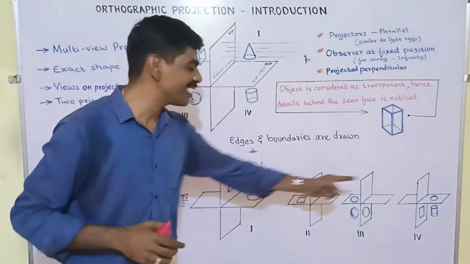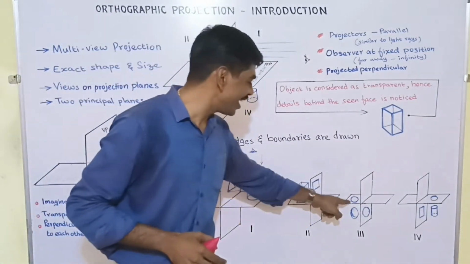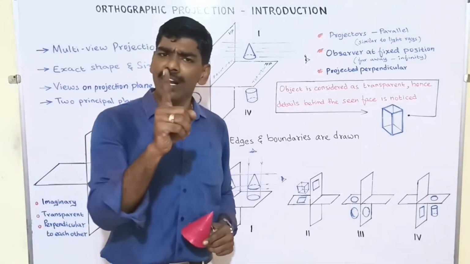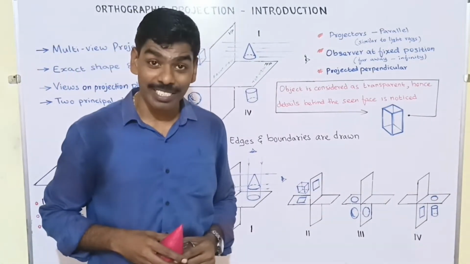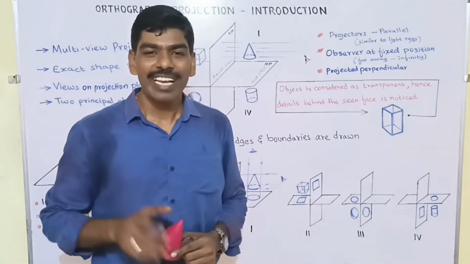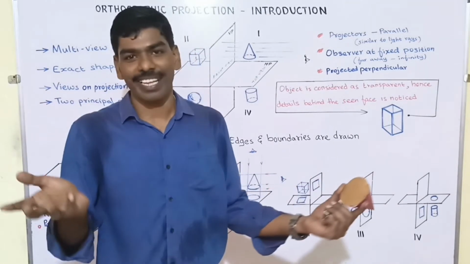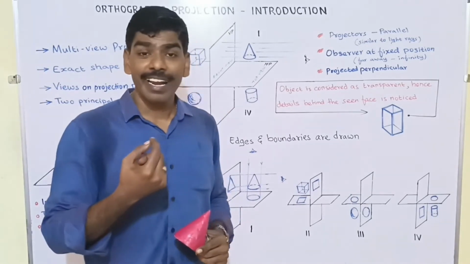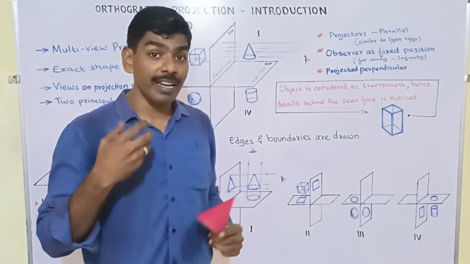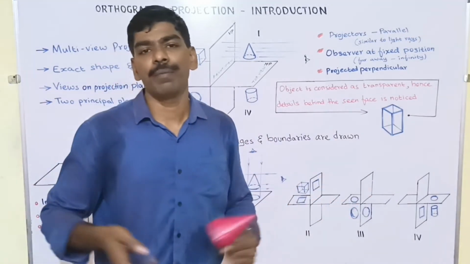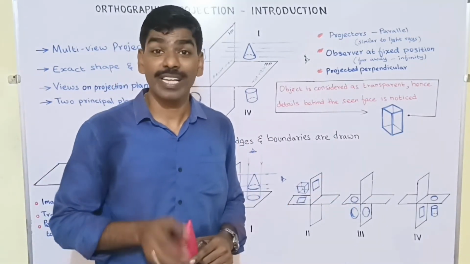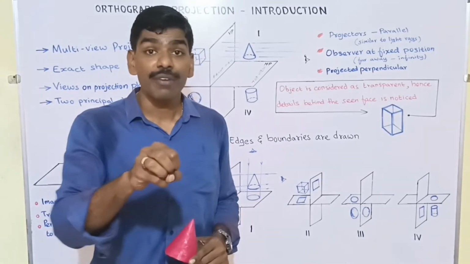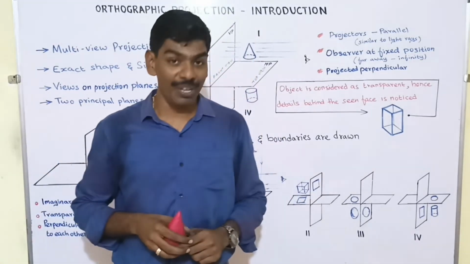Looking at these things, here we get a circle, here we get a circle, here we get a circle. That's why we say that a single view may not be sufficient. Multi-view projection. A single circle can be anything. It can be a circular disc, it can be a cylinder, it can be a sphere, it can be a cone, or even a hemisphere. So a single view is not sufficient to predict. That's why we need to have multiple views.